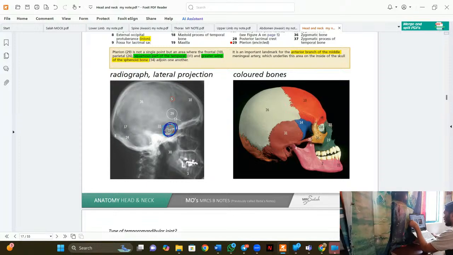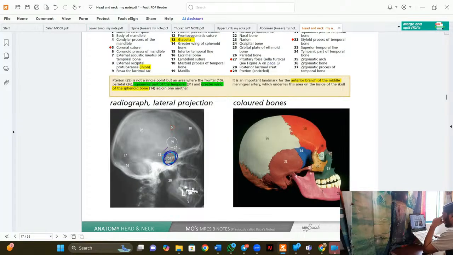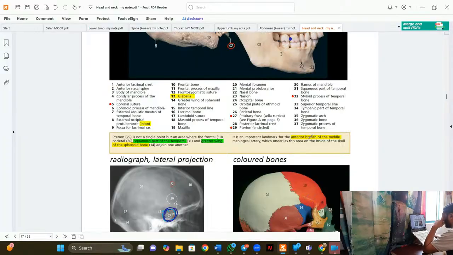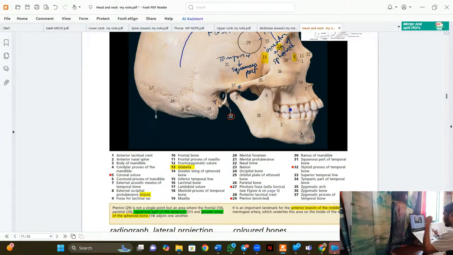On the screen you can see the X-ray. Okay. 32. Is the styloid process here? Yes. 29 is the pterion.